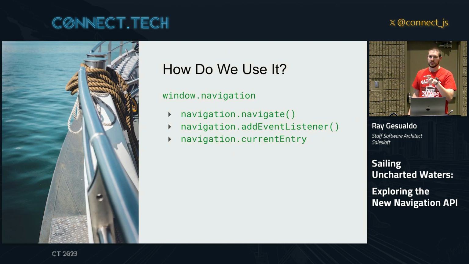So let's talk about the navigation object. How do we use it? What do we actually do with it? If you have a Chromium-based browser and you open up the DevTools, you can type in window.navigation right now and you'll see that object in the console. We'll talk about three bits off of that. We have navigation.navigate, which does exactly what it says it does. You give it a URL and it'll kick it into the history for you. And you can optionally say to replace the current entry in the history stack.